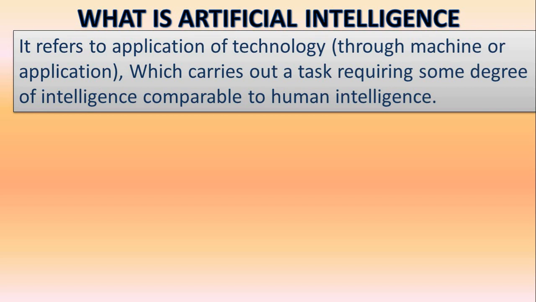Second example is, suppose in your home there is a machine like, what we can say, a mixer. Okay, so it is not AI because it is doing just a particular predefined work but not showing a certain kind of intelligence. So it is not an AI application.